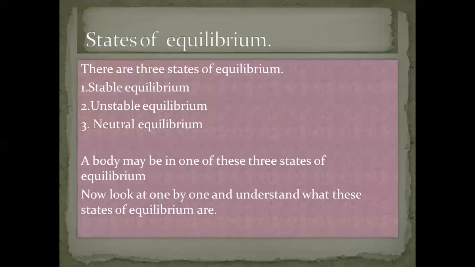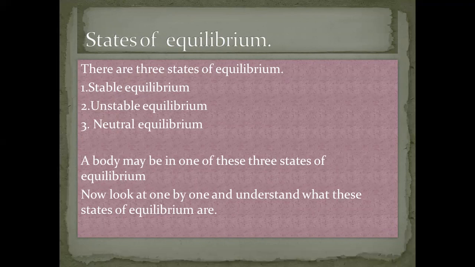Students, now we're going to discuss the states of equilibrium. What are the 3 states of equilibrium? There are 3 states of equilibrium: stable equilibrium, unstable equilibrium, and neutral equilibrium.